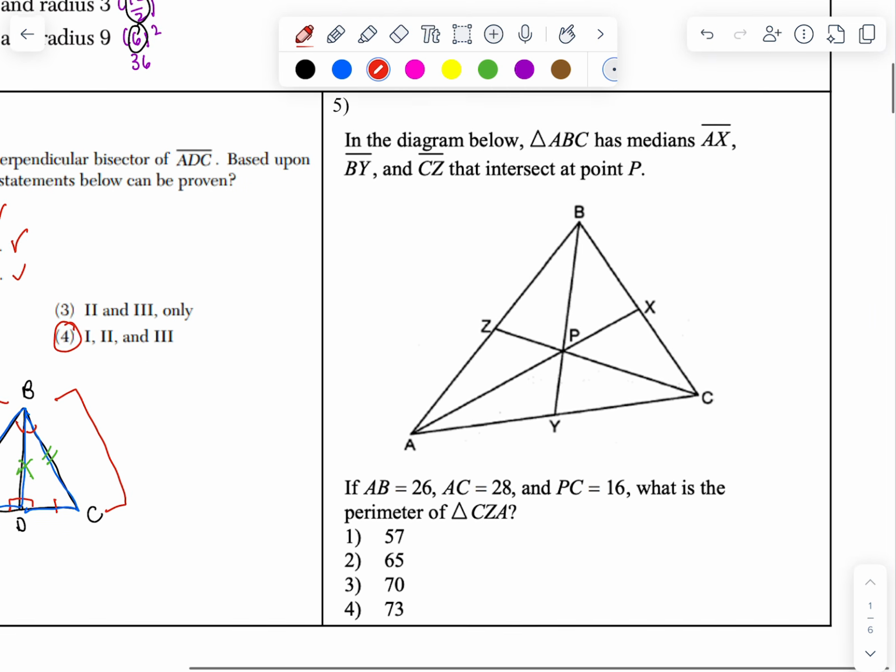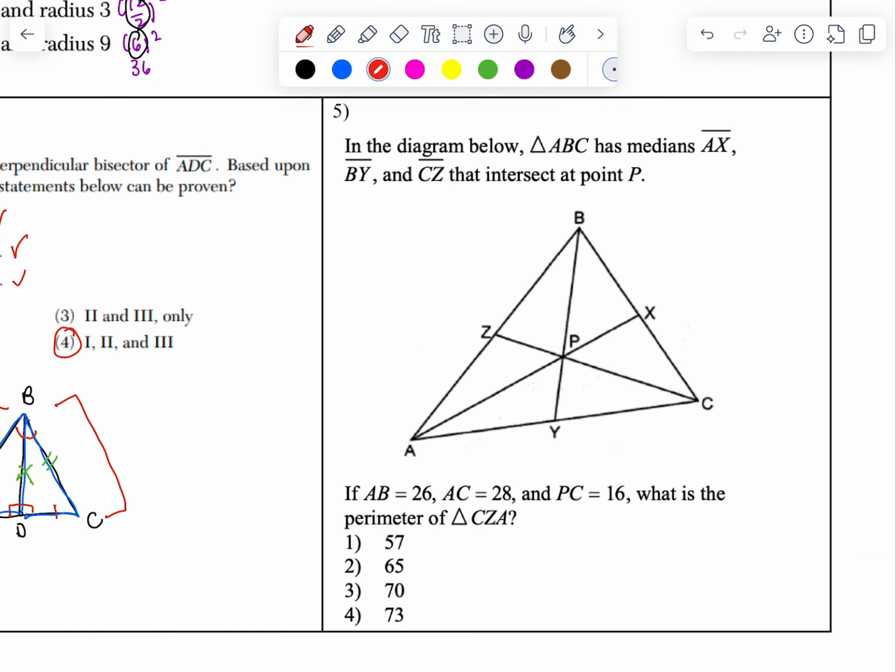Okay, here we have medians that intersect at point P. So point P is the centroid. And we know that the centroid splits the medians in a 2-to-1 ratio, so we're going to keep that in mind. We're told that AB is 26, AC is 28, and PC is 16. We're looking for the perimeter of triangle CZA.